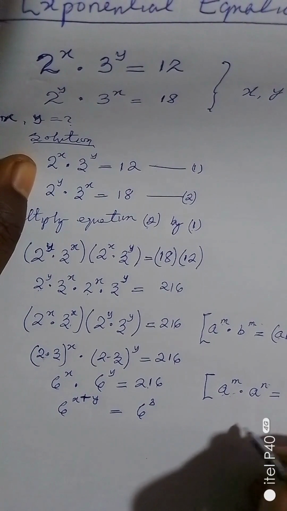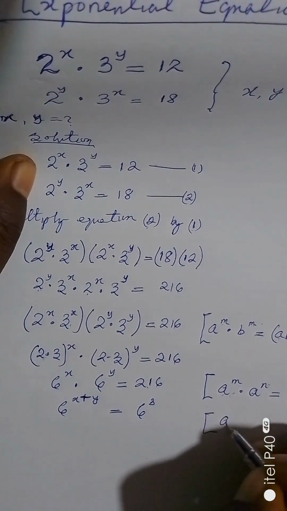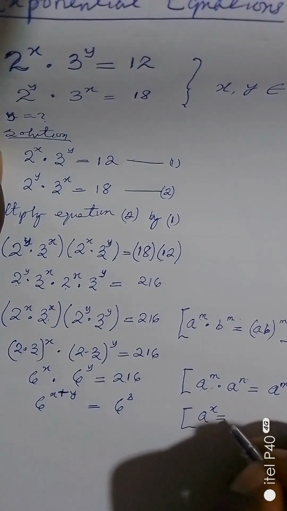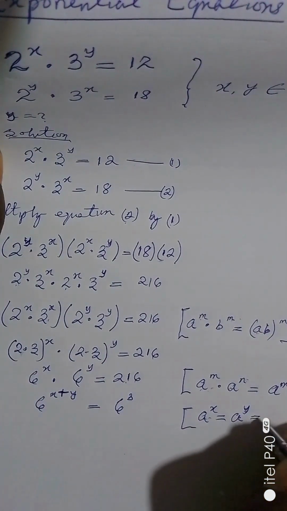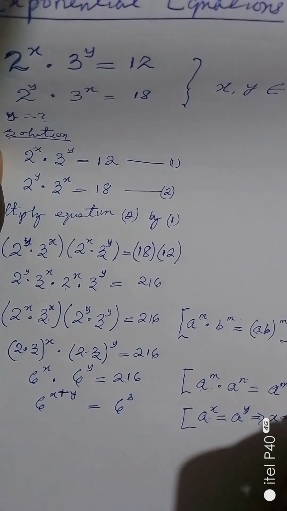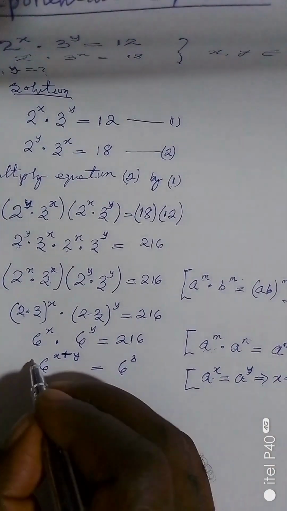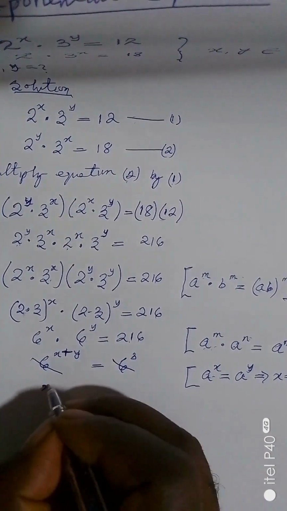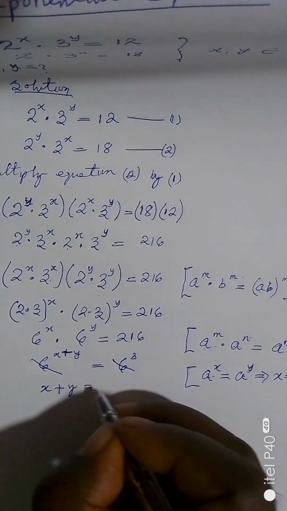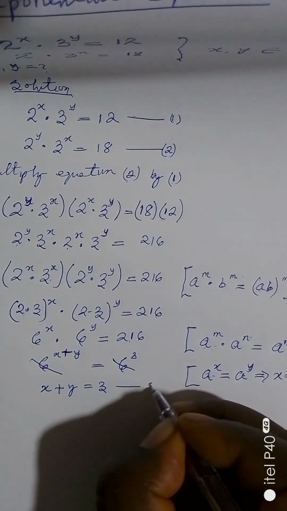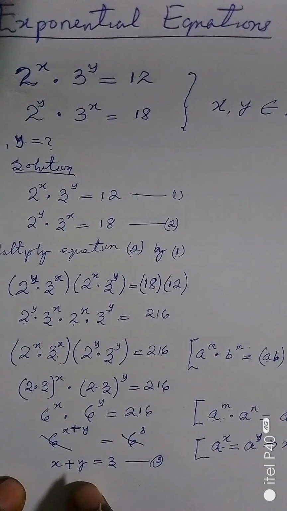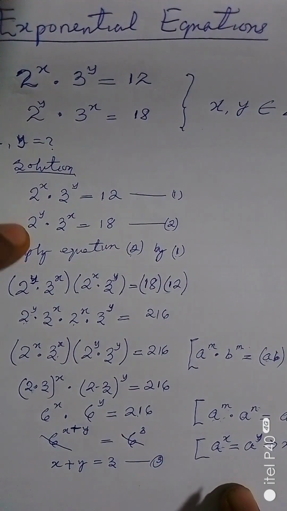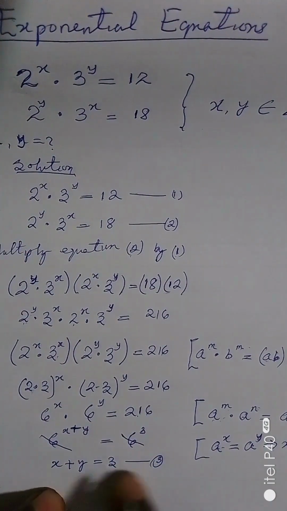And this law also applies: if you have a to the power of x equal to a to the power of y, if the bases are equal, then the powers can be equated. So the bases will cancel out, and we have x plus y equal to 3. I'm going to call this equation 3. So we have 3 different equations now. From equations 1 and 2, we've been able to derive equation 3.